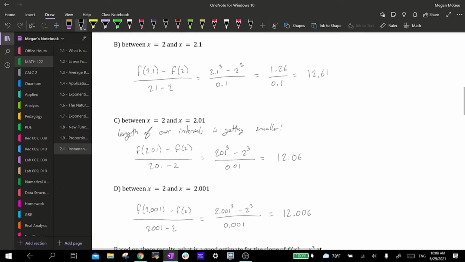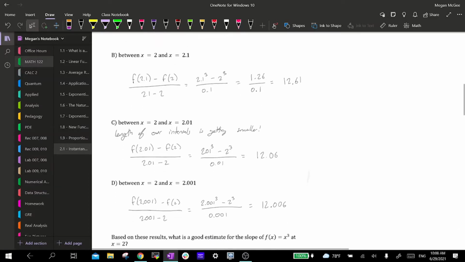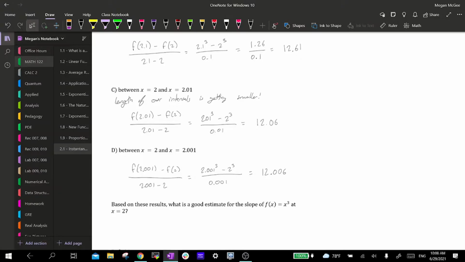Alright, so if we notice what was happening, our interval was getting smaller and smaller. And we were just discussing, is there a way we could estimate or get close to an interval length of 0? So what we're doing is we're making the intervals as small as possible, and we could keep going smaller if we wanted to get closer and closer to that actual value. So based on these results, what is a good estimate for the slope, which remember is our rate of change, same thing as slope, at x is equal to 2 for the function x cubed?